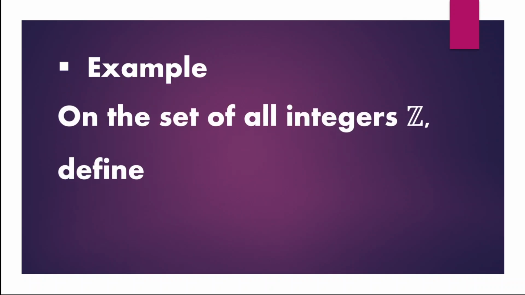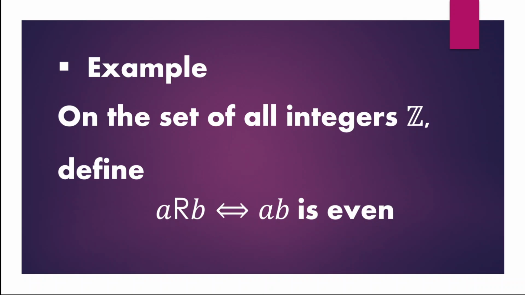Example, on the set of all integers, if you define aRb if and only if a into b is even, this gives you an example of a symmetric relation because whenever a into b is even, we know that b into a, being the same value, is even. So aRb will always imply bRa.